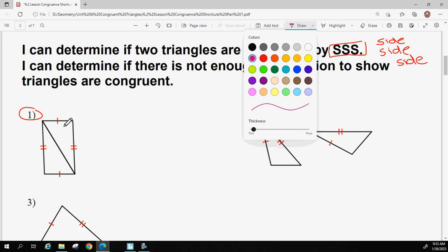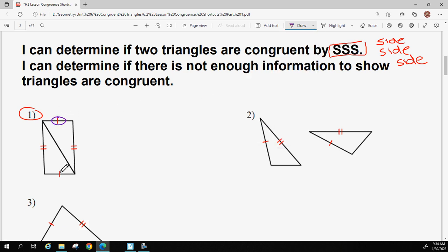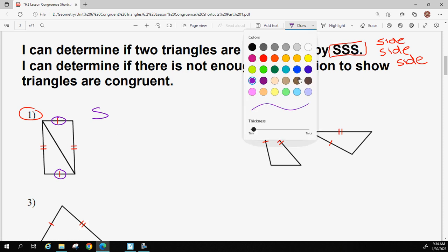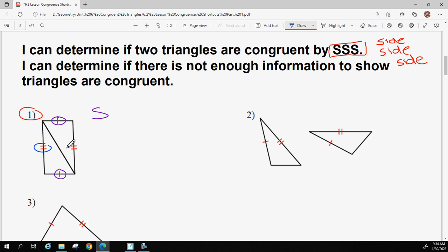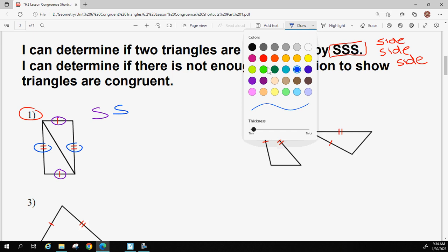I like to find matching pairs. So I have a side in each triangle that has one slash on it, and then I'm going to put an S. We're trying to build SSS and see if we have that. I have another side in each triangle that has two slashes, so that's another pair of sides that are congruent. And that's all the markings I have on this picture.